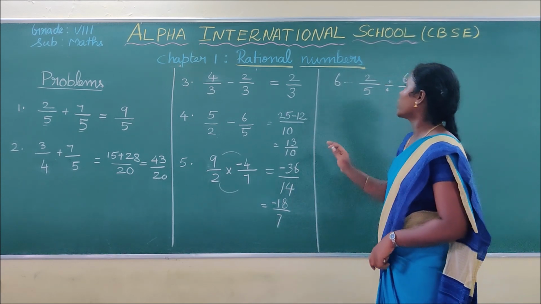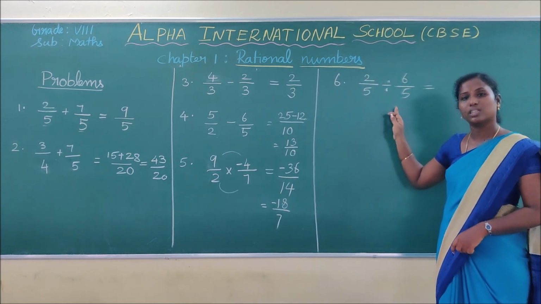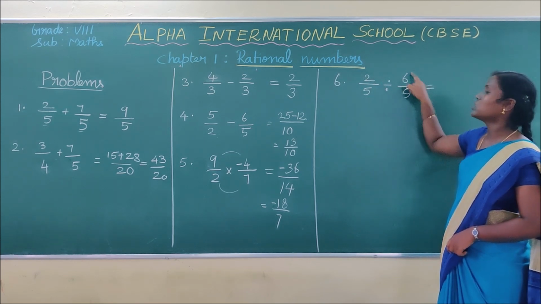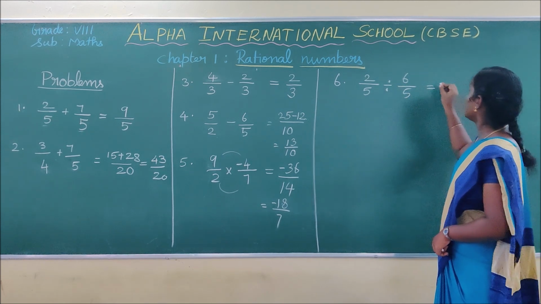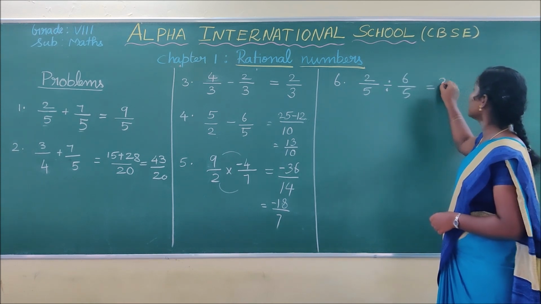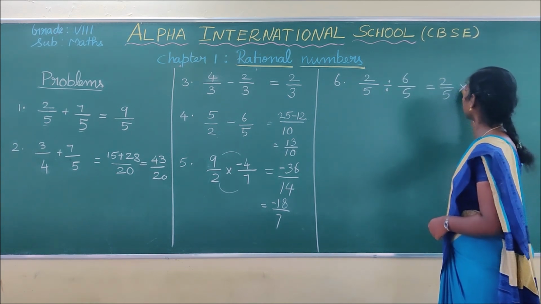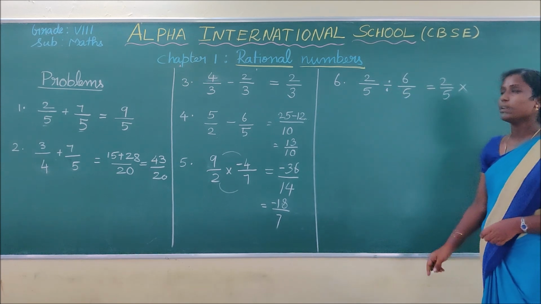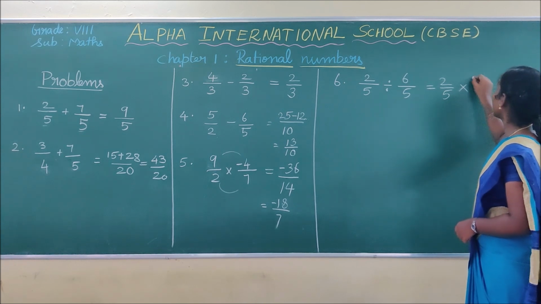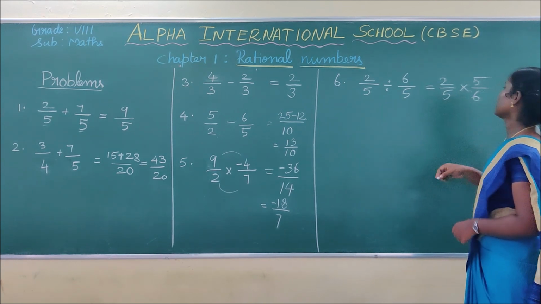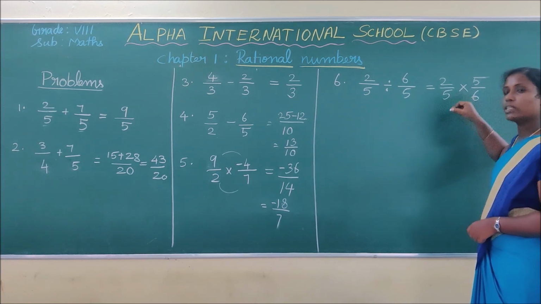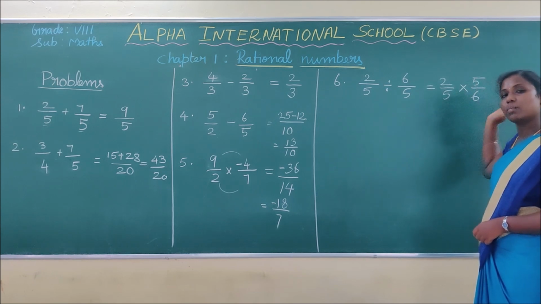Okay, next we are going to solve the problem based on division. See, I am dividing a rational number by a rational number. Already we saw some example in the properties. What we are going to do in the first step is, with 2 by 5, I am going to change the divide symbol to multiply and take the reciprocal of the second fraction, 5 by 6. Here, you can simplify and do the problem, otherwise multiply the numbers and then simplify.